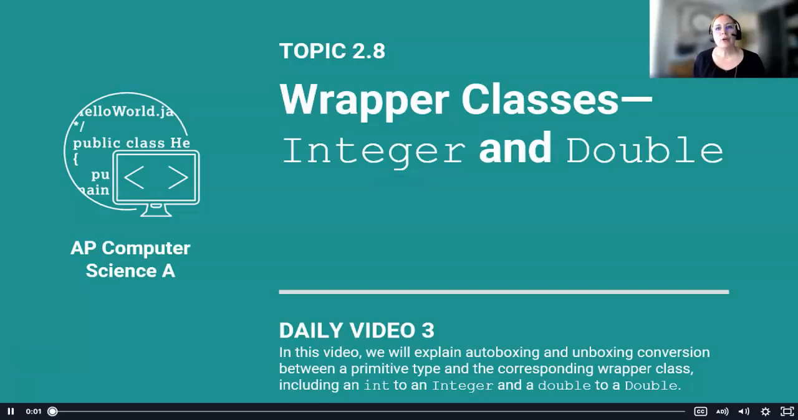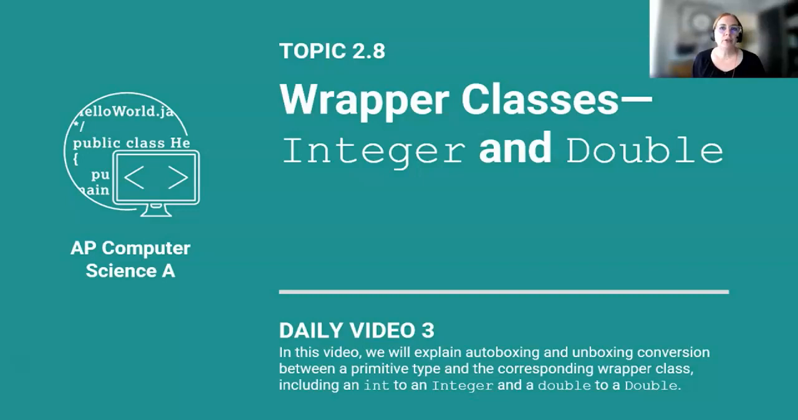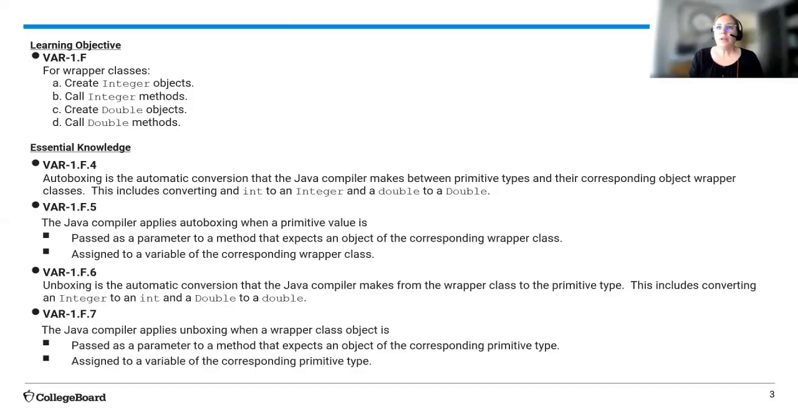In this video, we're going to explore more in topic 2.8 related to the use of wrapper classes, specifically Integer and Double, and how autoboxing and unboxing help us seamlessly work with data in Java. Let's get started. What we're going to be learning relates to Variation 1F learning objective, specifically the metadata provided in the essential knowledge statements 4 through 7.